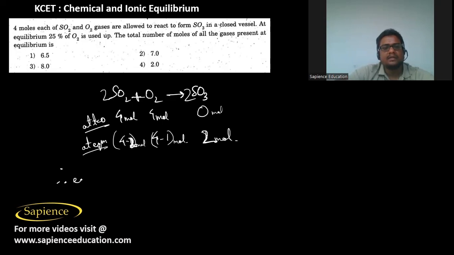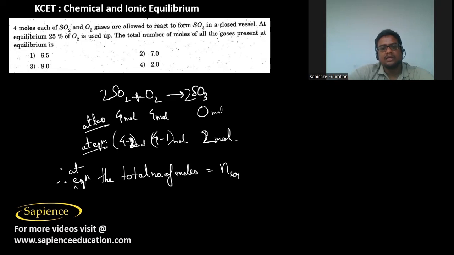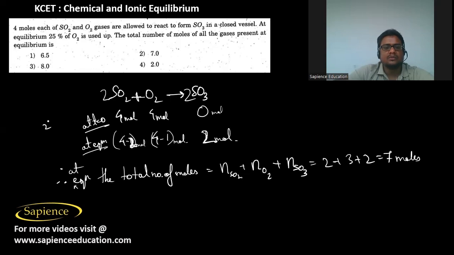So therefore at equilibrium, the total number of moles of all the gases will be the number of moles of SO2 at equilibrium plus the number of moles of O2 at equilibrium plus the number of moles of SO3 at equilibrium. So that will be 2 plus 3 plus 2, that is equal to 7 moles. So option 2 is the correct answer.